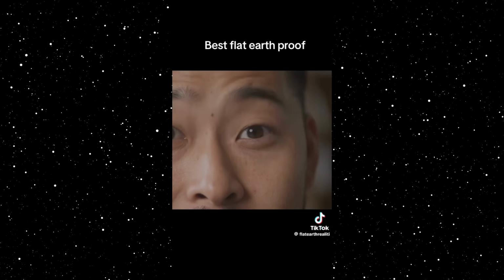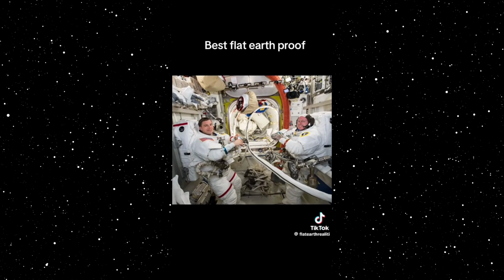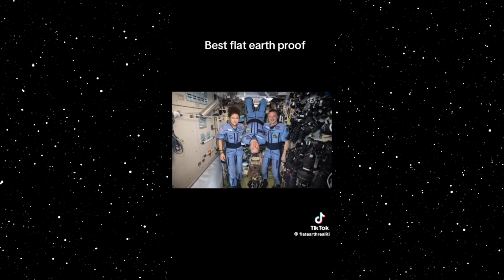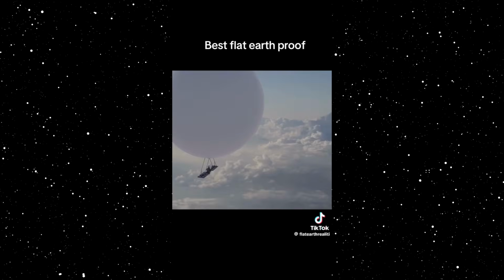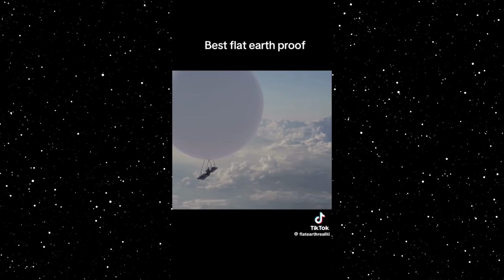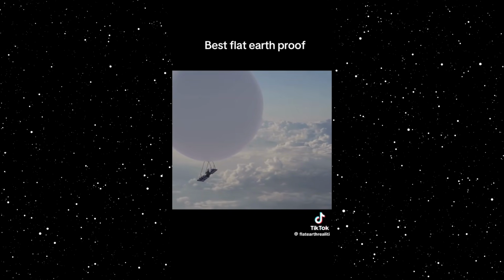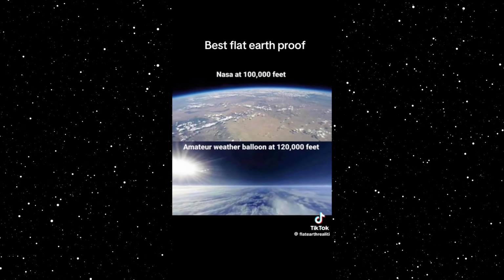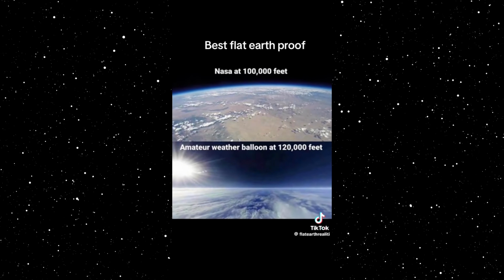Now here's where it gets interesting. Instead of relying on NASA's billion-dollar equipment and fisheye lenses, what if you just took matters into your own hands? Some people have done just that, sending high-altitude balloons with regular, non-distorted lenses. And what do you see? No curve. A flat horizon as far as the eye can see.